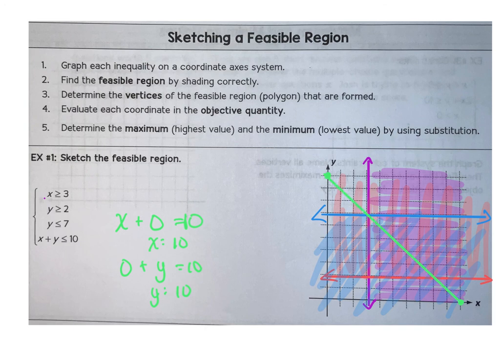And this is shaded below it. So what's the region that's going to be created here, where they all overlap? Yeah, it's going to be this triangle right here. This triangle right here is where they all overlap. All right.